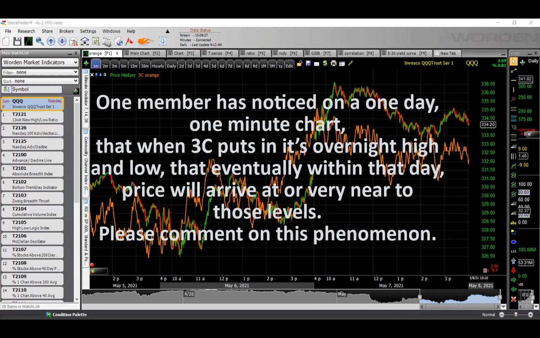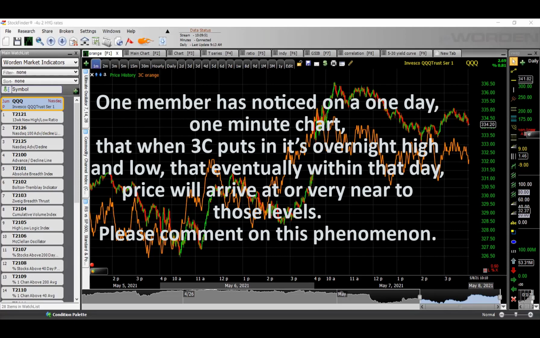The last question was, one member noticed on a 1 day, 1 minute chart that 3C puts in an overnight high and low, and that eventually within that day, price will arrive at or very near those levels. I haven't studied that, so I can't say. It may be, but I have seen similar things. And I think I pointed out an example last week.